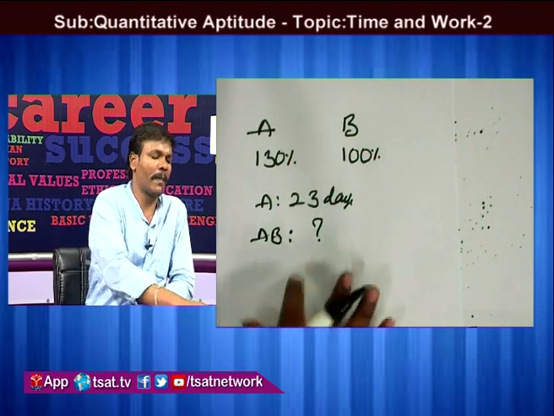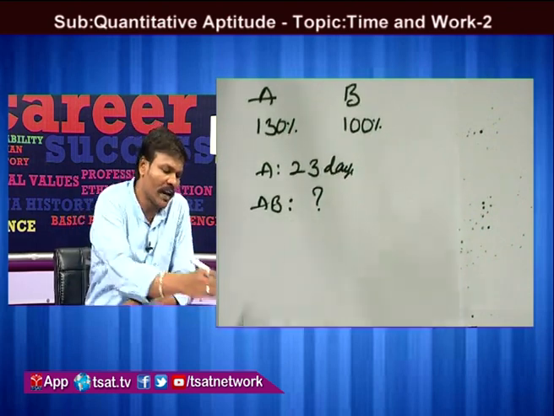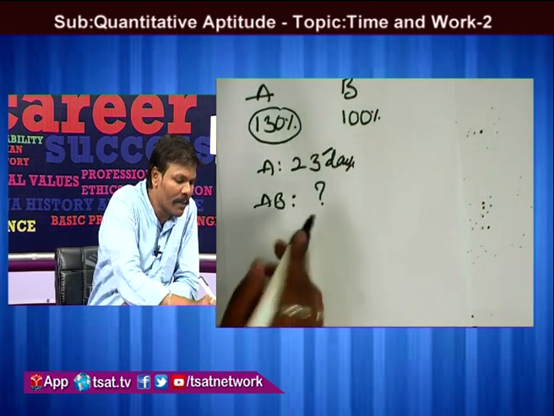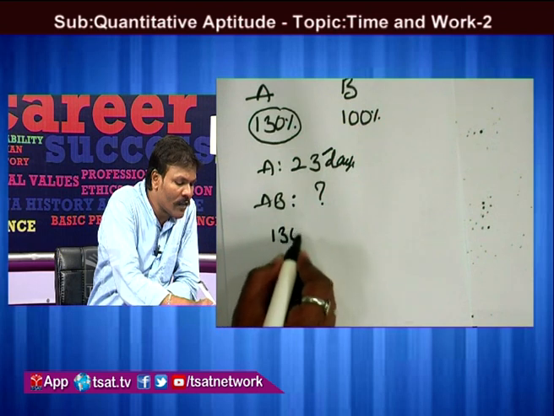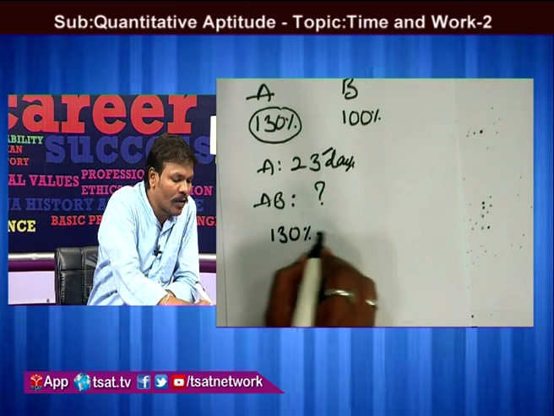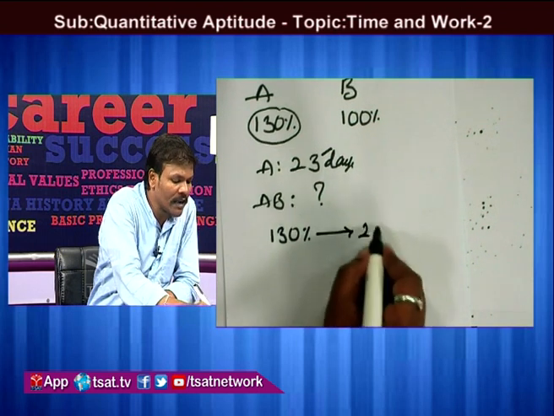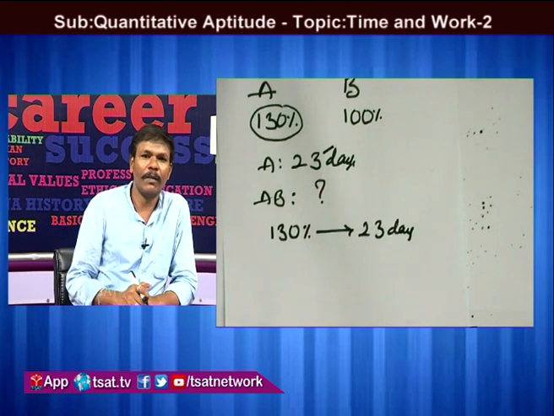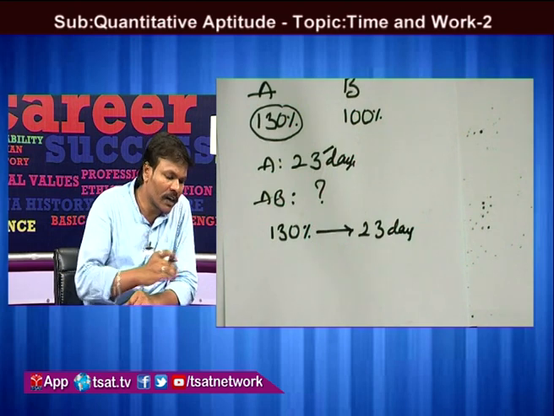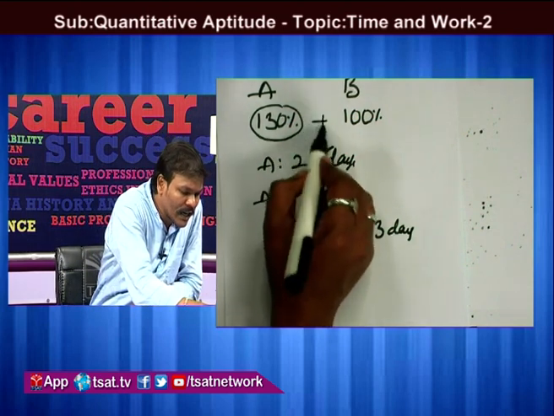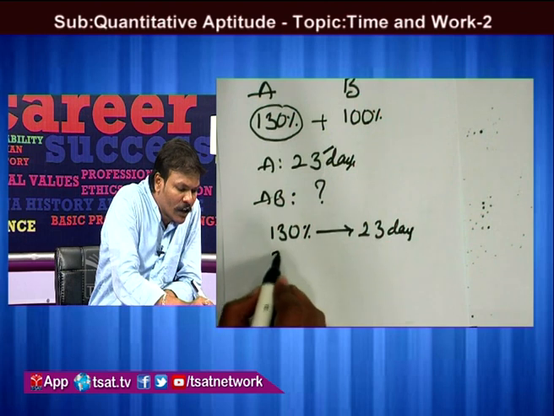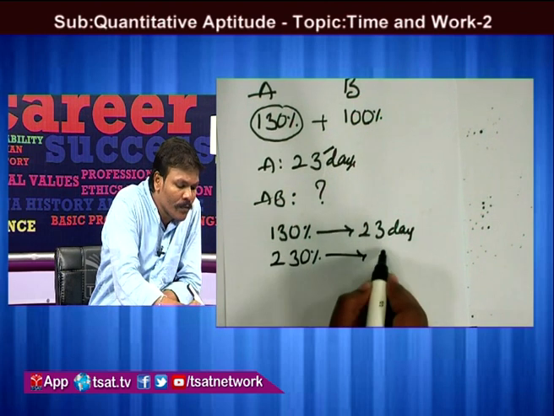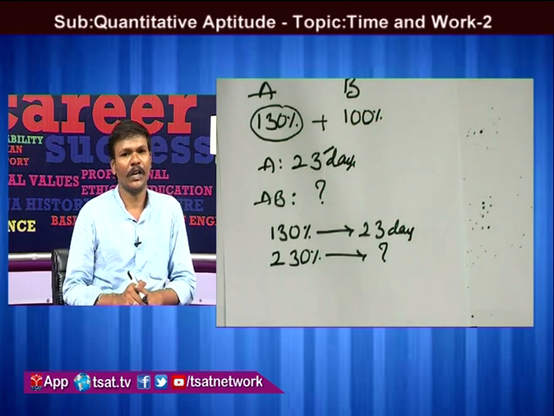Now, we are comparing the capacities. How do we compare? We have the A value, that means A's capacity. How much is A's capacity? 130%. 130% capable work is 23 days. Next, A and B working together. A and B working together means 130 plus 100, so they have 230% work capacity.